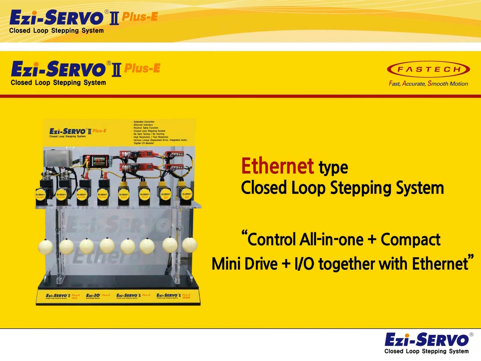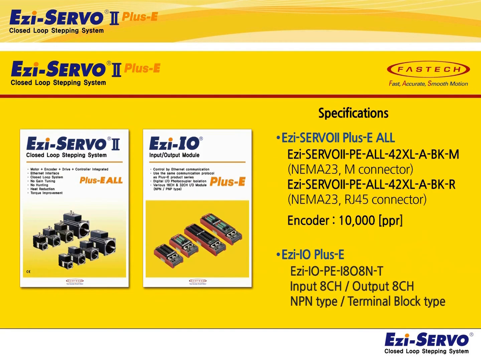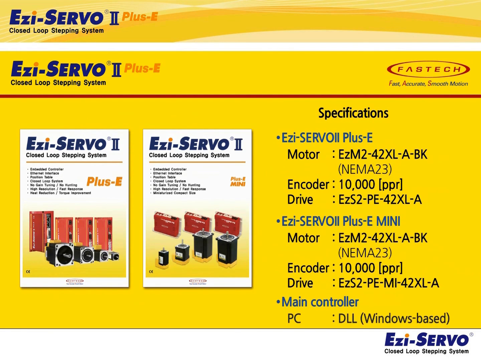This is an 8-axis ball demonstration applied with a Plus C total solution provided by Fastech. The 8 axes consist of 4 axes of all-in-one type products, 2 axes of standard type, and 2 axes of mini type. EZ-IO Plus E is also applied. The product names used in this demonstration are as follows.